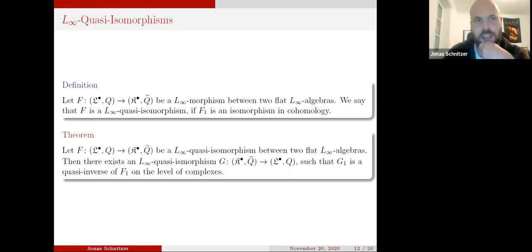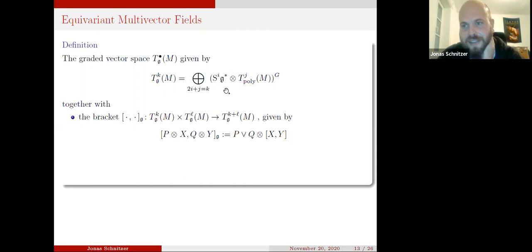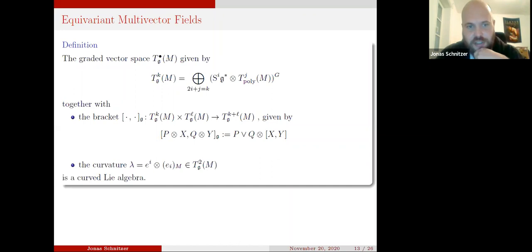Okay, so let's come back to the geometric setting we started with. We take a manifold with a Lie group action, and we take a look at what are called equivariant multivector fields. It's a funny complex consisting of the symmetric algebra of G star, tensor the polyvector fields on M. Polyvector fields are sections of the exterior algebra of TM shifted by some funny degrees. These are just polyvector fields on M. And they possess two structures: a bracket, which is basically, you bracket the vector fields and multiply the symmetric G star parts, and a curvature, which is just the action.